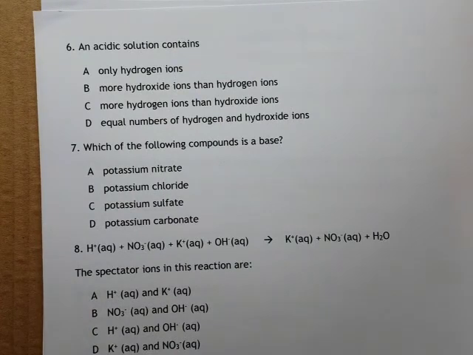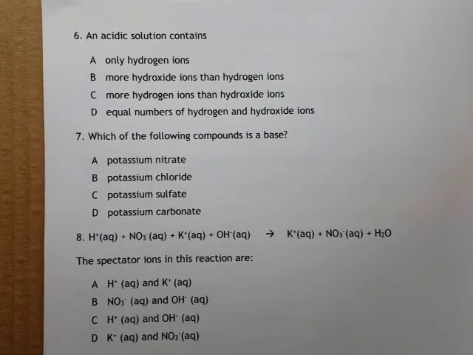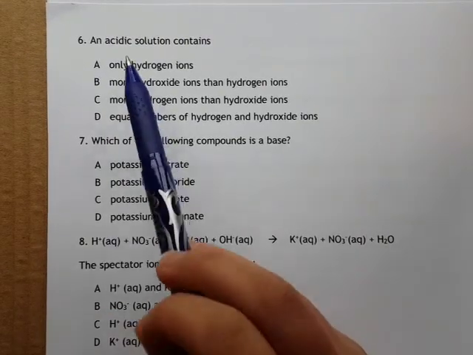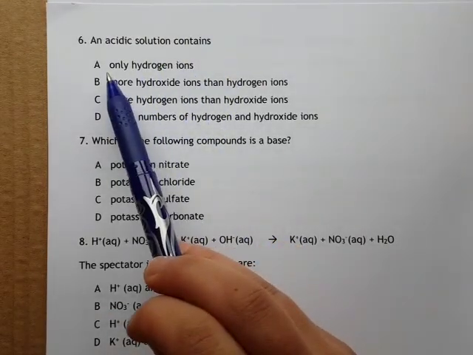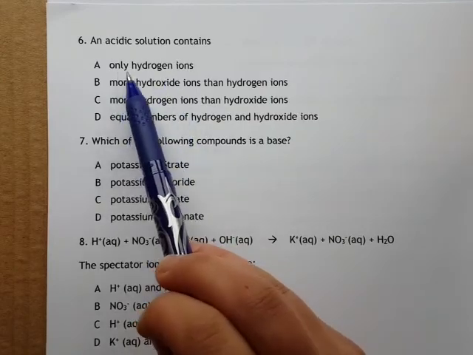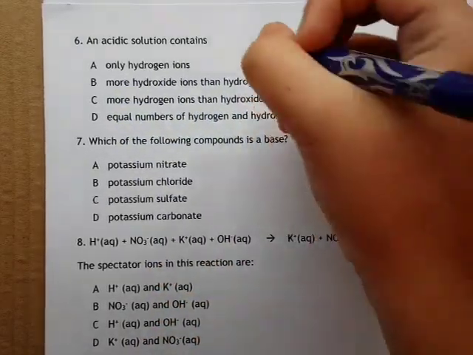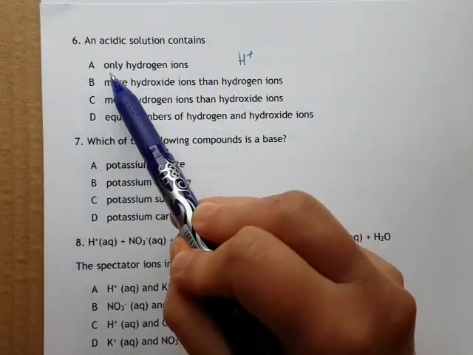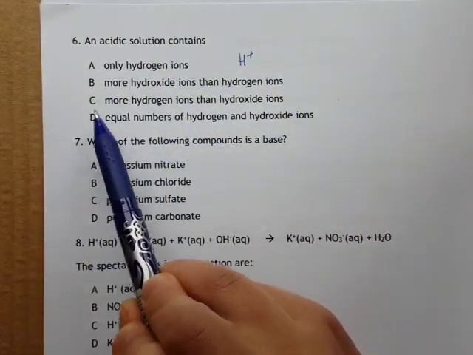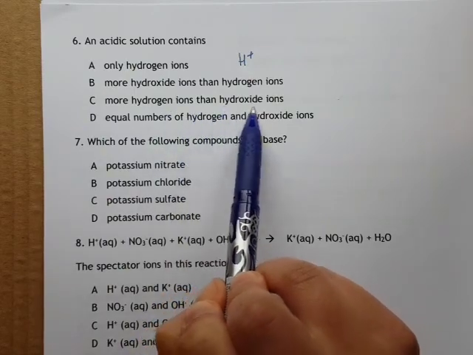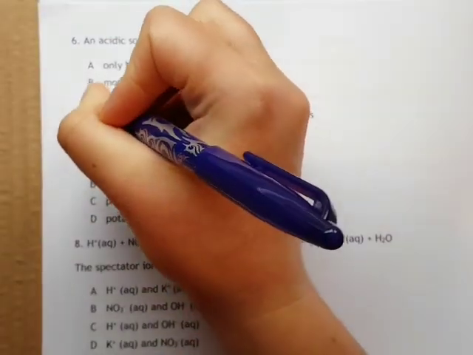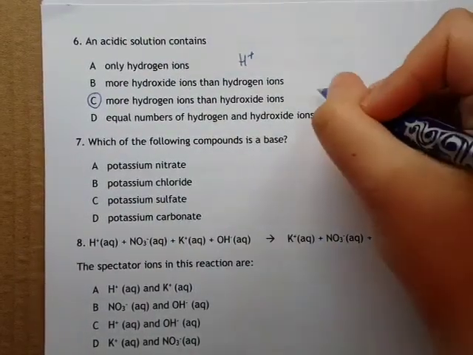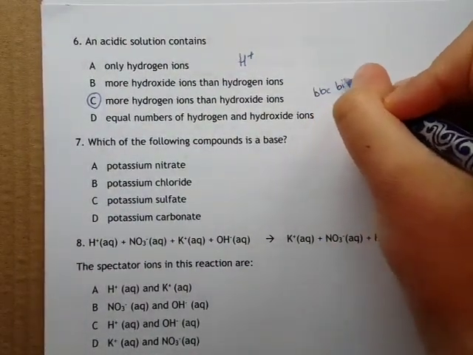Question 6 should again be a fairly easy one. If you didn't get 6, it's because you've not done enough revision. An acidic solution contains... I could forgive you if you'd guessed only hydrogen ions. H+ ions, hydrogen ions are associated with acids, but acids don't contain only hydrogen ions. Acids contain more hydrogen ions than hydroxide ions. If you weren't getting that, you need to make sure you go back through the acids and bases topic. You might want to look at BBC Bitesize.